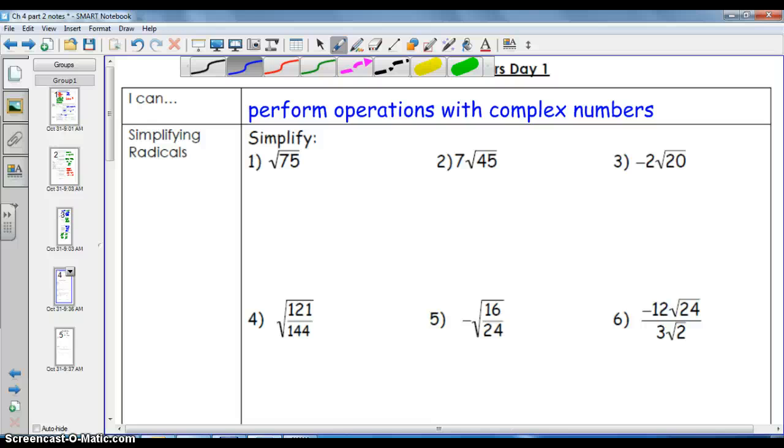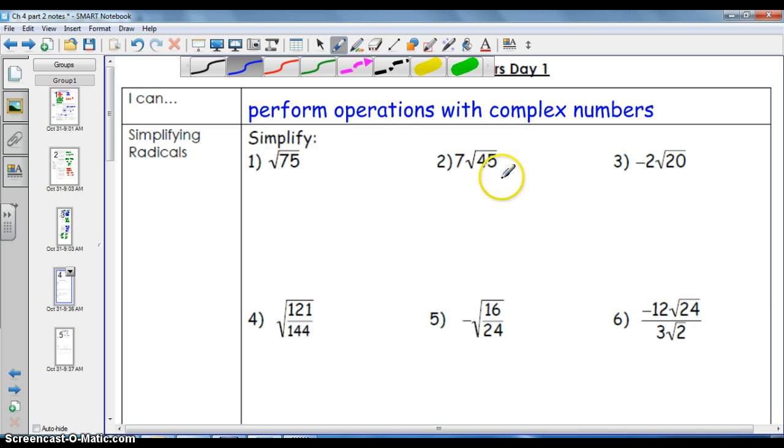All right, this is lesson 4, complex numbers, day 1. So we're going to perform operations with complex numbers. This first day, we're just going to talk about simplifying radicals and then what an imaginary number is, and then do a couple of examples of just simplifying and solving. And we will do the adding and subtracting and multiplying of these various things on day 2.